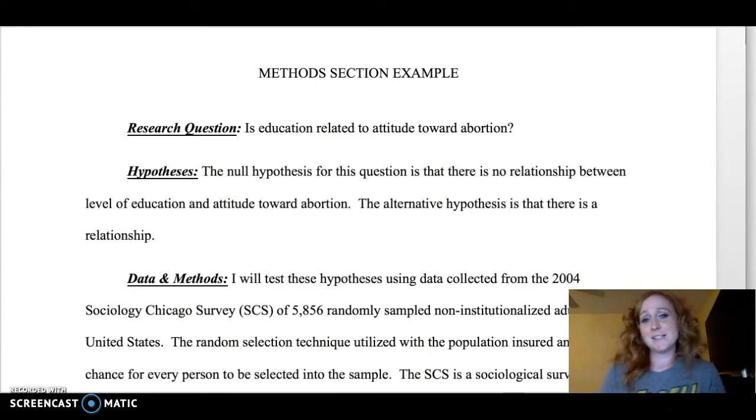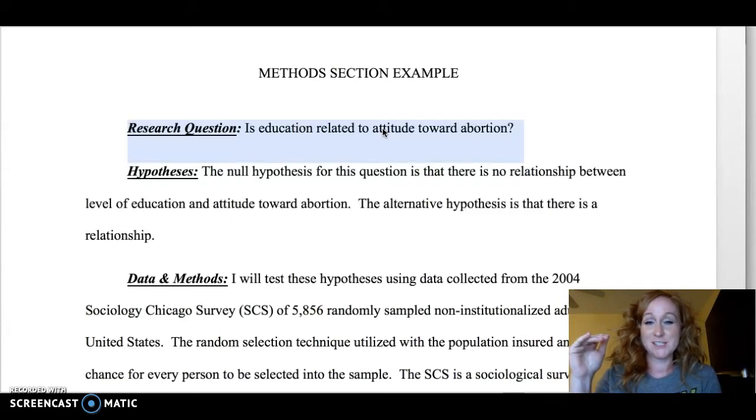Okay, so let's go through this example and you'll see what I mean. So here's the research question. Now you don't have to do this in your draft because I already know your research question, but I put it here so you know what it was. So this is just for reference purposes. Is education related to attitude toward abortion? You actually tested that using the ANOVA statistic. Remember you had that variable called degree? And you were looking at people at different education levels and seeing if their score on the abortion scale changed.